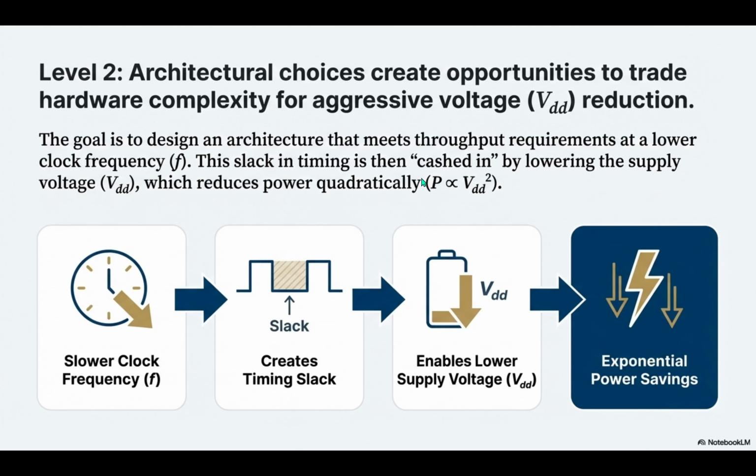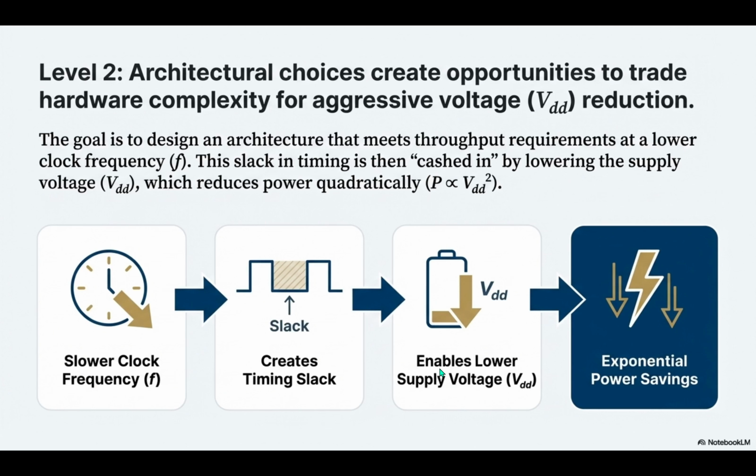And slowing down the clock does two things. It gives you a linear power saving, but more importantly, it creates what's called timing slack. And that slack is the currency you use to buy voltage reduction. You cash in that extra time by lowering the supply voltage, VDD, and because the savings are squared, that trade is always, always worth it. The sources outline two main ways to create the slack: parallelism and pipelining.